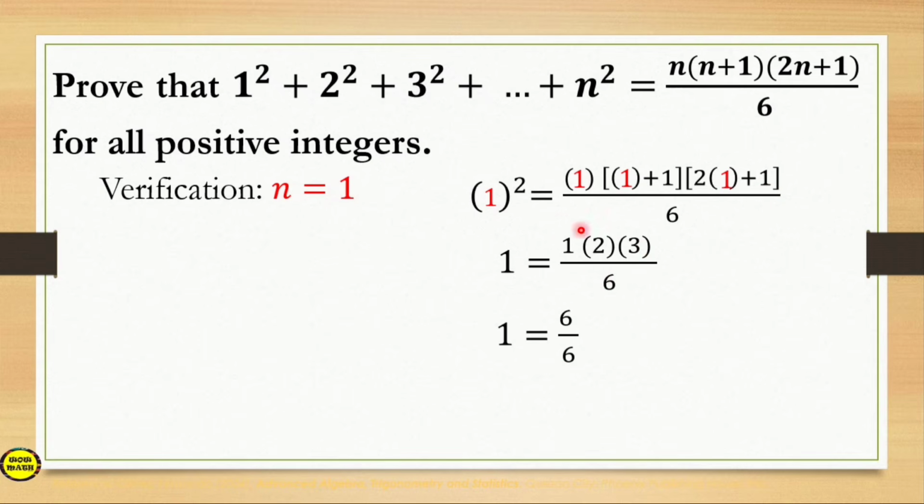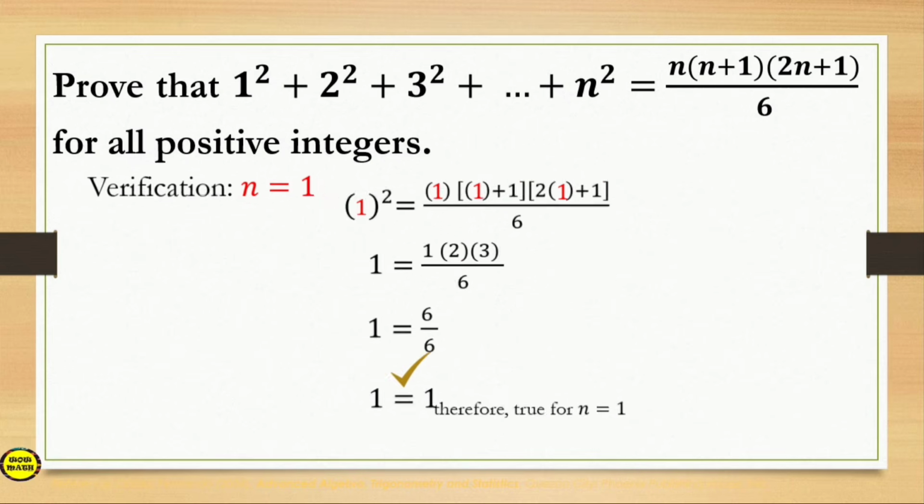And then, 1 times 2 is 2 times 3, the answer is 6. And 6 divides 6, the answer is 1. And that is, they are equal, no? Pareho sila. So, therefore, the formula is true for n is equal to 1. Since true sila, proceed tayo sa next step.